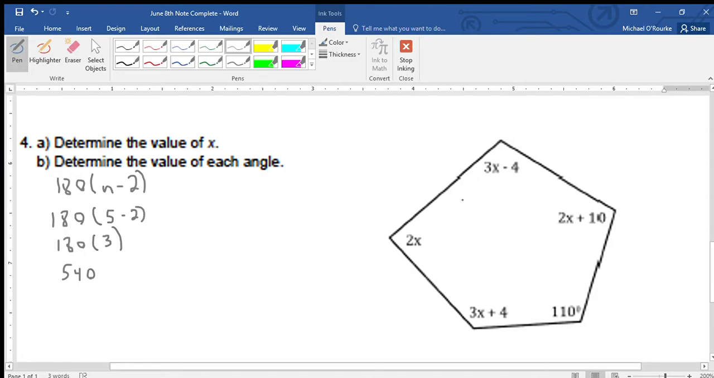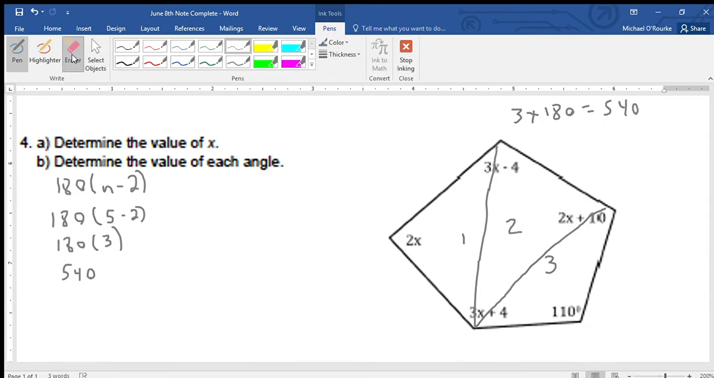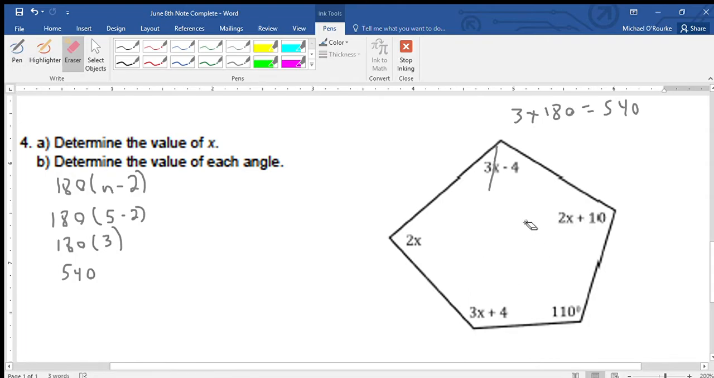The other way on a shape like this, we could actually make our triangles here, coming up from one vertex. We could see how many triangles we can make. Now we have one triangle, two triangles, three triangles. So we go 3 times 180 would also give us 540 degrees, if we wanted to do that. Both of those are correct. Okay. So now we know that this is how many degrees are in our shape.